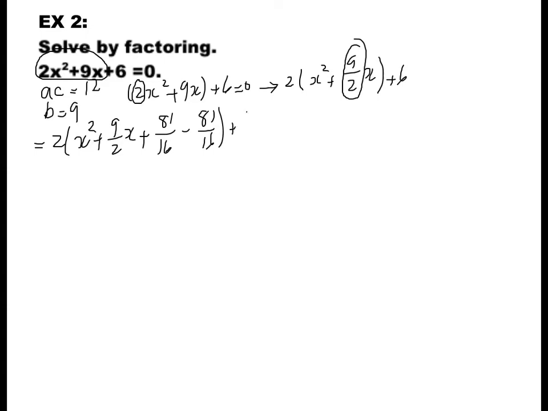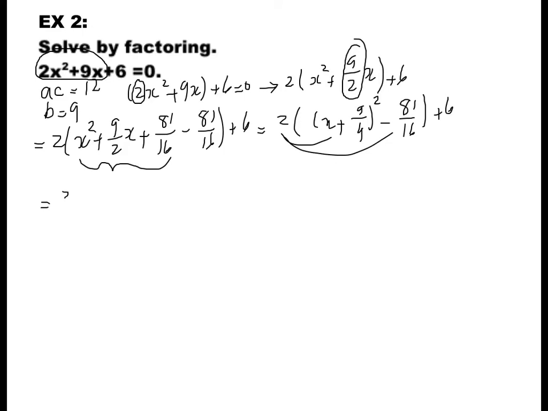And then I have a 6 at the end. Now again, this one I can write as x plus 9 over 4 squared, minus 81 over 16, plus 6. I distribute 2 inside, so I get 2 times x plus 9 over 4 squared minus 81 over 8, because 2 times 81 over 16 is 81 over 8, plus 6 is equal to 0.